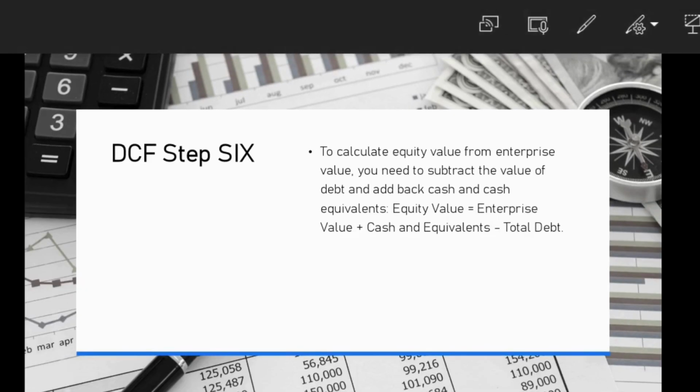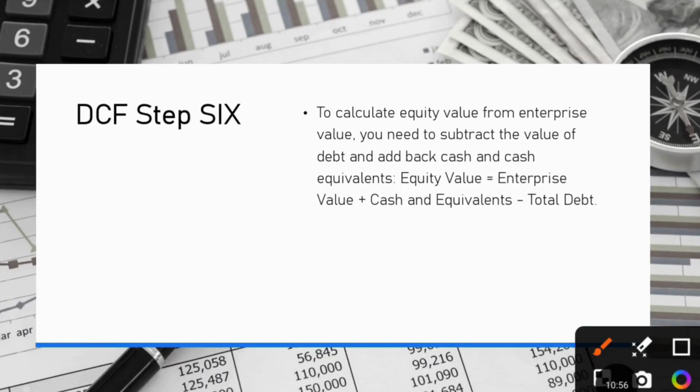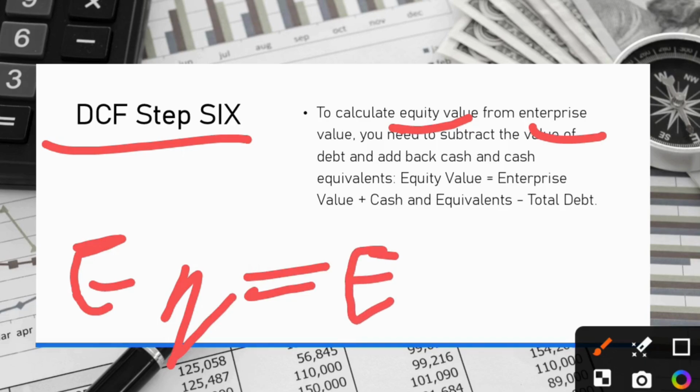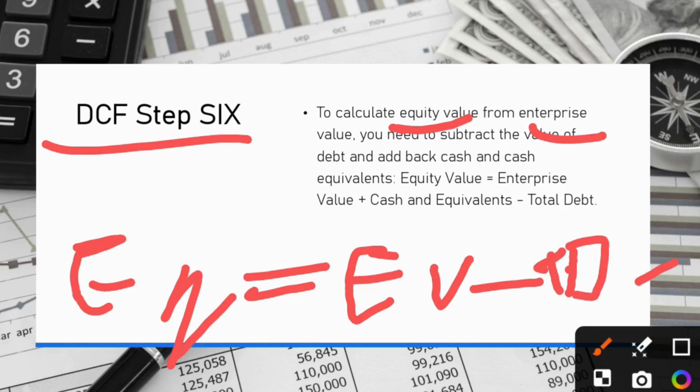The sixth step is the equity value. We get the equity value from the enterprise value: we need to subtract the total debts and add the cash and its equivalents. Then we get the equity value.